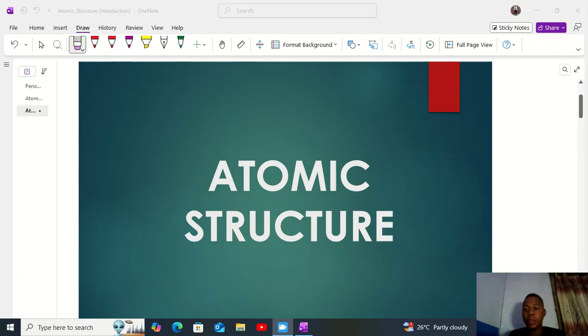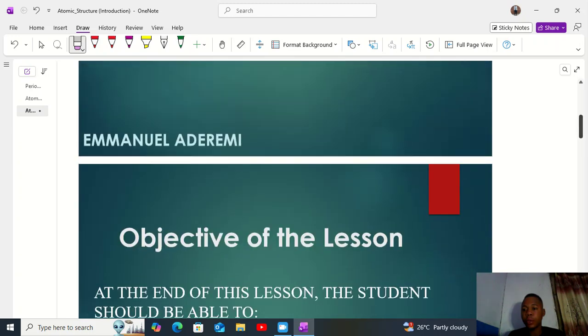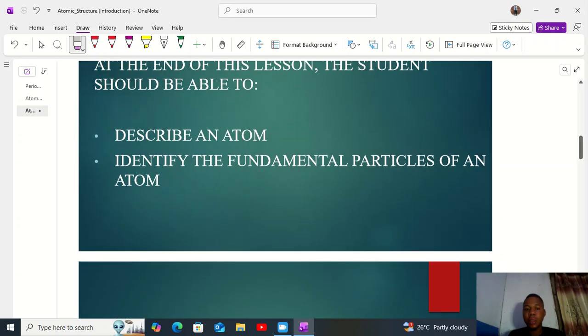Today we're going to be talking about the atomic structure. We're going to be talking about how the atom looks like, and also the composition of an atom. The objective of this class is basically to describe an atom and also to identify the fundamental particles of an atom. So I need you to please pay attention and follow me very closely, and I promise you're going to have a very good experience.